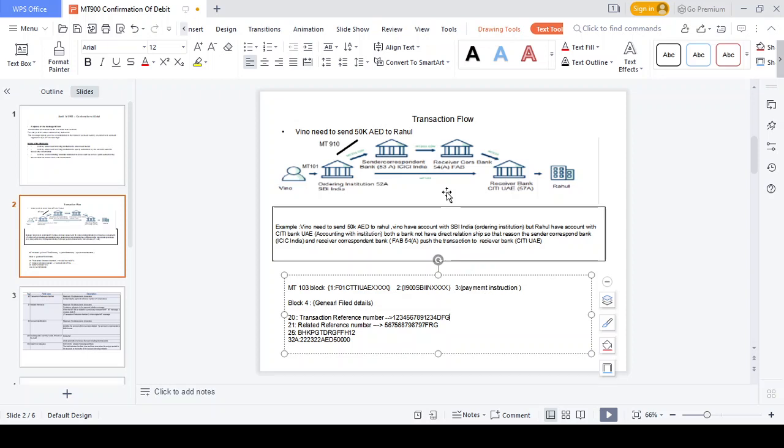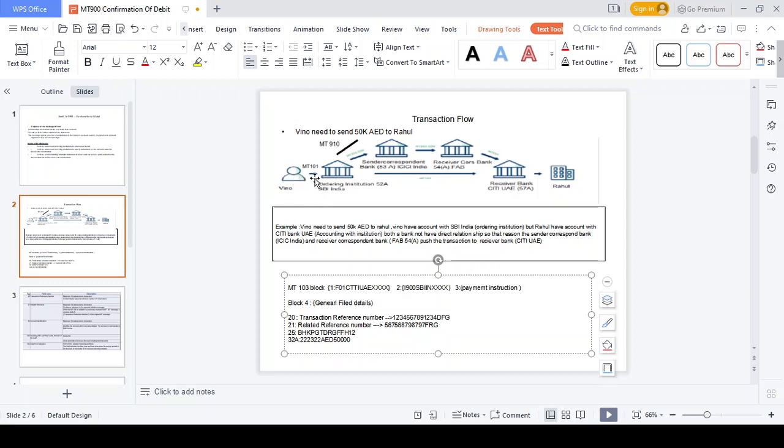We know deposit 15K AU to the ordering institution bank, Citibank, SBI India. SBI India and the receiver bank, Citibank UAE, don't have a direct relationship. In that case, SBI India should approach the sender correspondent bank, ICICI Bank India, and the sender correspondent bank sends the money to the receiver correspondent bank, FAB UAE, and the receiver correspondent bank sends the amount to the receiver bank.